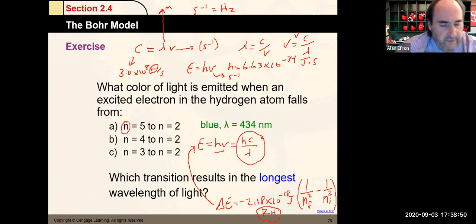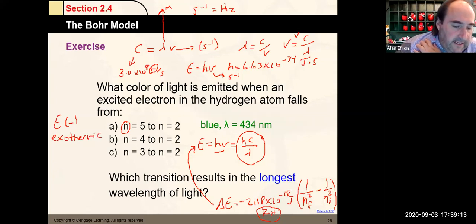Remember, when we do calculate energy, we want to make sure that we keep the negative if it is negative, or leave it positive if it is positive. A negative value for energy means that overall it's an exothermic process. An exothermic process means that heat and energy is being released. And if we calculate energy and it is a positive value, it means it's an endothermic process.